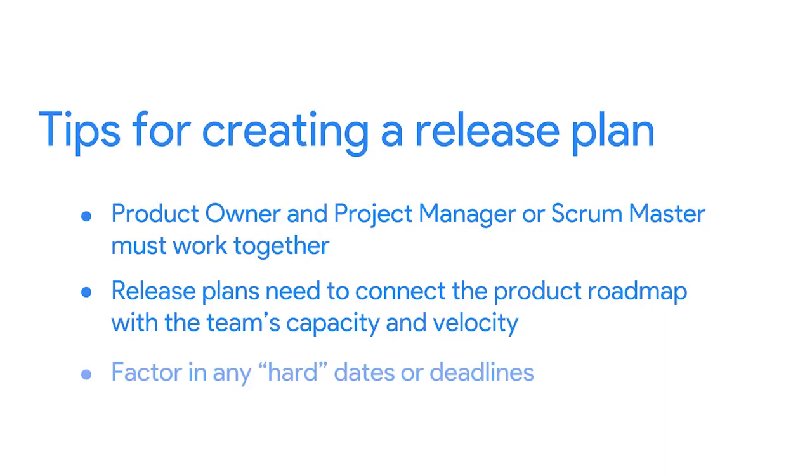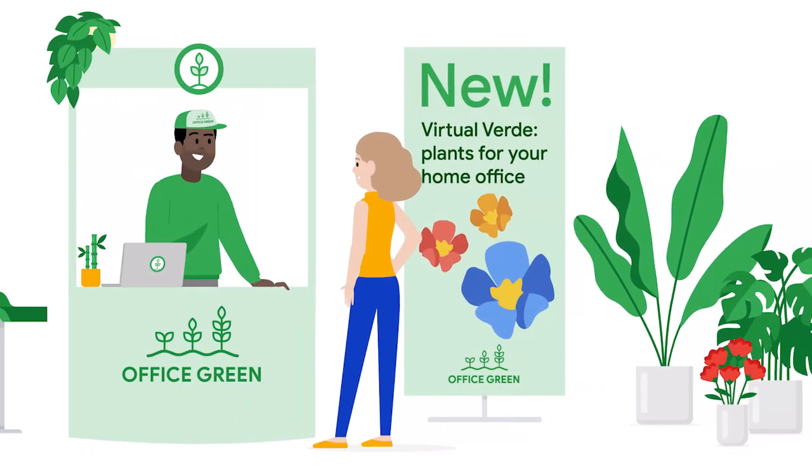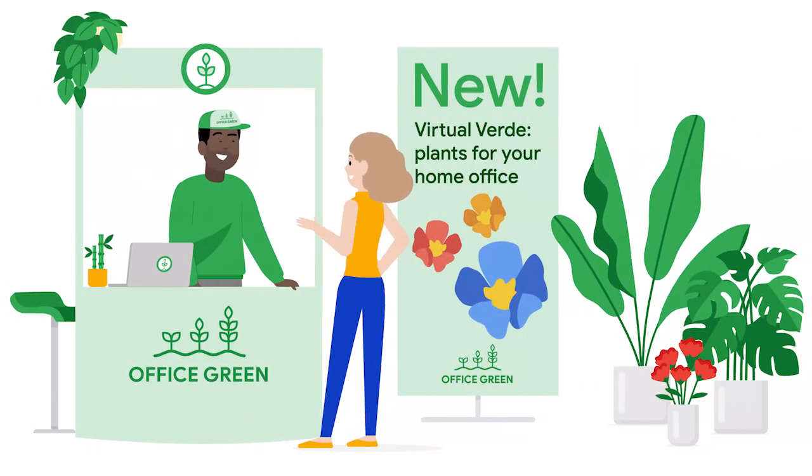If there are any hard dates or deadlines on your roadmap, meaning a date that cannot change, factor these into any release plans that might be affected. For example, Virtual Verde might realize that Office Green has an Office Decor convention in October, and they want to launch the first phase of Virtual Verde services at that event. Communicate hard deadlines with your stakeholders so there's a clear understanding of must-have features. This way, if the team discovers it might be at risk for not meeting the deadlines, they can quickly focus on the must-have features.